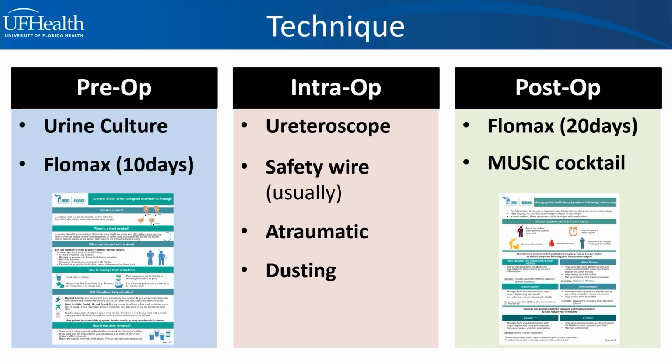Intraoperatively, if they don't have a stent in already, I will go directly in with the ureteroscope. I usually use a safety wire, usually a Zip or Glide wire. I'll come back out and I'll go back in and atraumatically enter the ureter and hopefully perform an uncomplicated dusting procedure, grab a piece of the stone on the way out. And if everything has gone well in an uncomplicated fashion, I will omit a ureteral stent. Post-operatively, they all get the MUSIC cocktail, the MUSIC educational material, and they continue to take that 20 days that they have left of the alpha blocker.